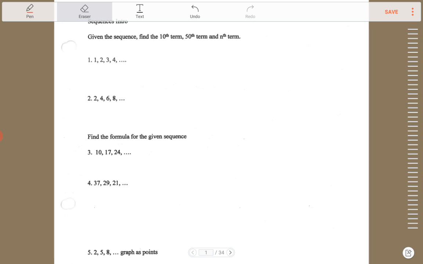You can see how this sequence goes up by 1 each time. It goes plus 1, plus 1, plus 1 every time, right? So because we're adding 1 every time, it's pretty easy to see that the 10th term is actually just going to be the value of 10. If we want the 50th term, that's just going to be 50. If we want the nth term, that's just going to be n.